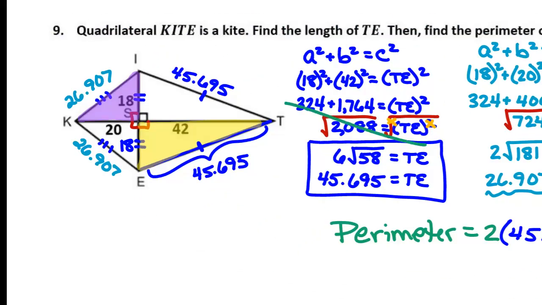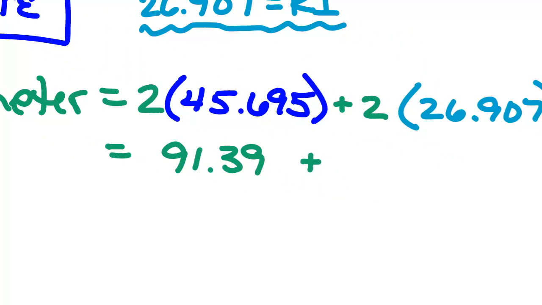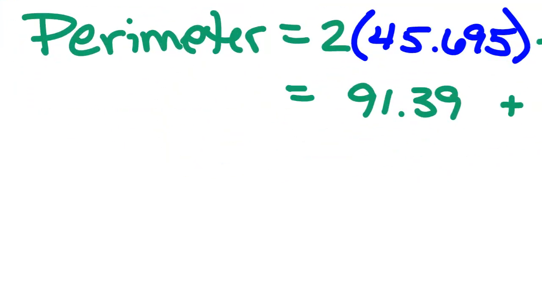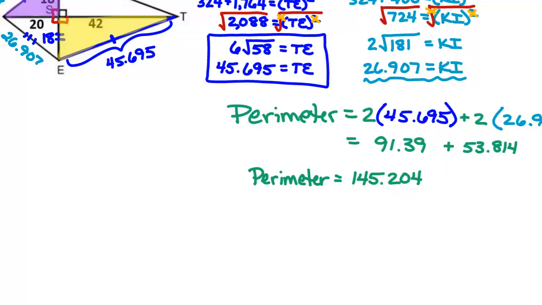All right, so I multiply each of those by 2. 45.695 times 2 is 91.39. And 2 times 26.907 is 53.814. So when we add those together, we get the perimeter of the whole kite, which is about 145.204. Depending on how you round, you might get 145.2 or anywhere in between 145.2 and 145.204.